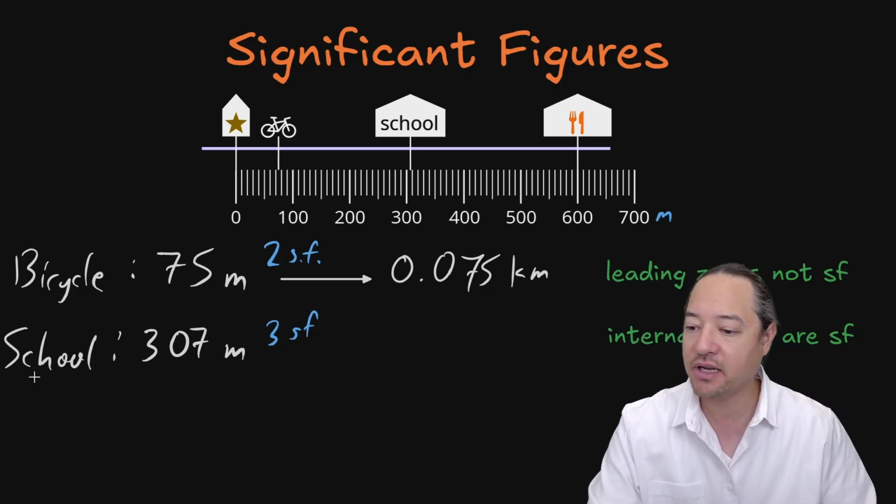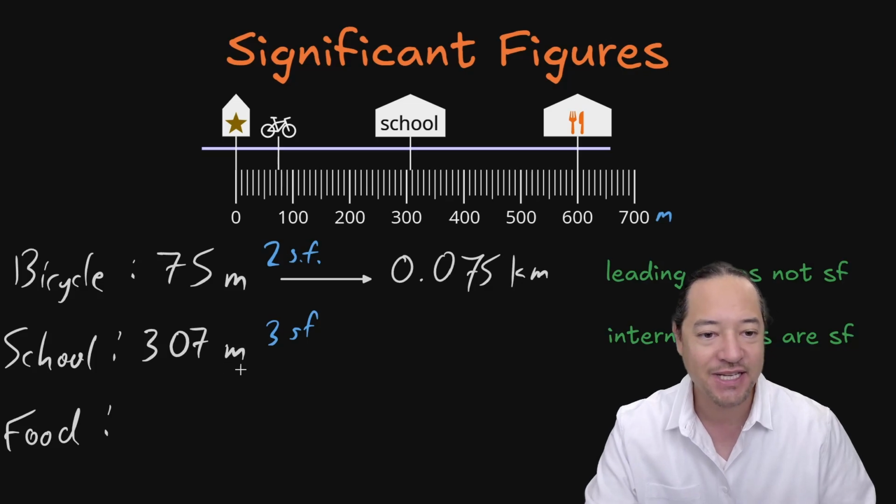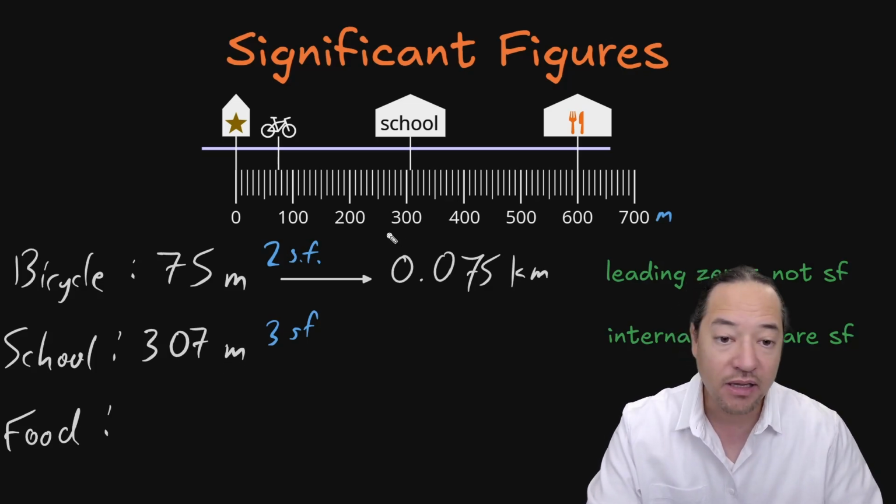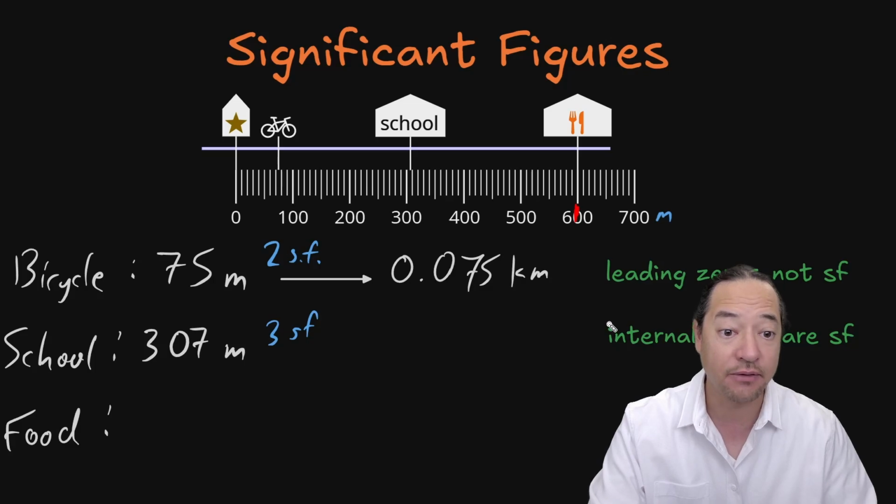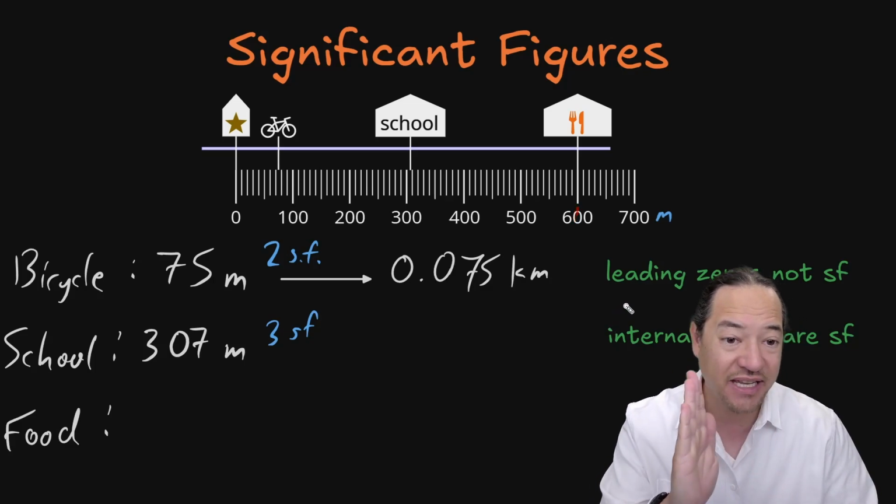Finally, let's take a look at the distance to the restaurant, okay, to the food house. How far away is that going to be? Well, we can see it's pretty much smack on to this 600 meter line right there. It's not even just a little bit to the left or to the right.